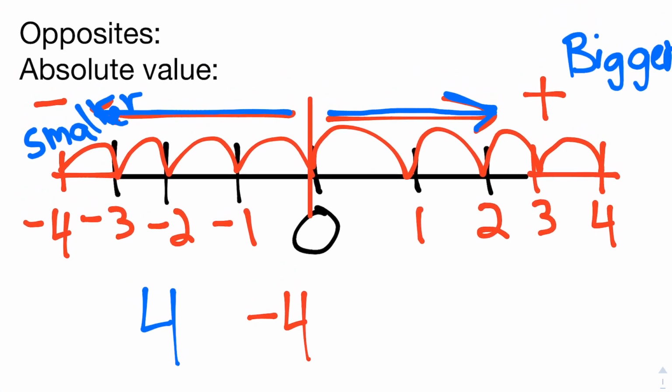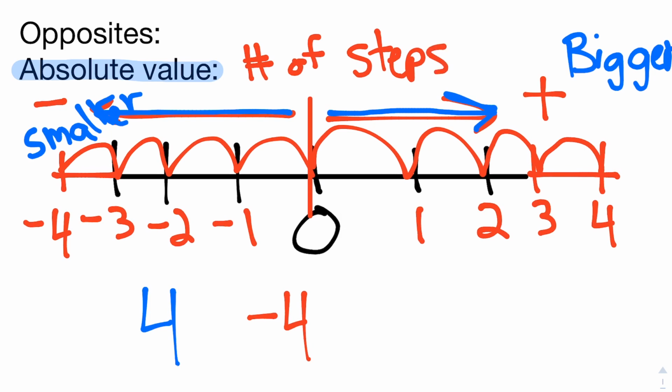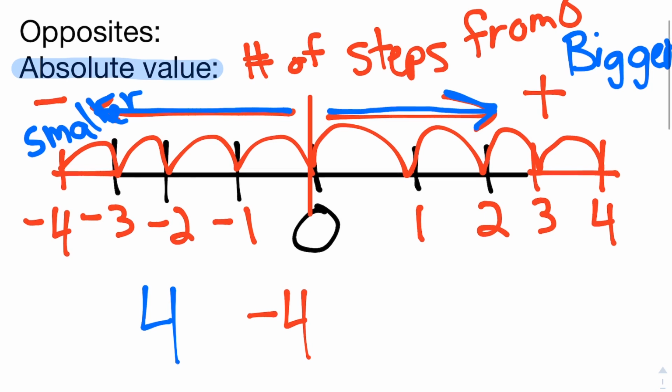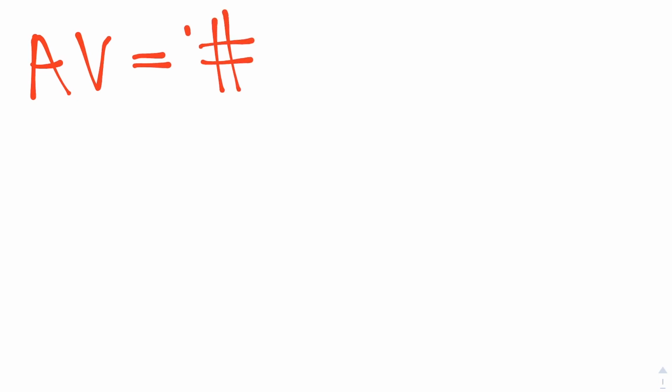Okay, you'll notice that I have another word up here, absolute value. And that's just asking about the number of steps from 0. Okay, and one thing that I have to remember with absolute value, my answer is always going to be a positive number, no matter what.